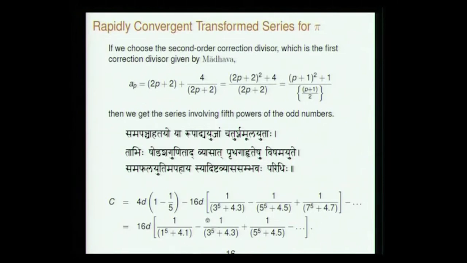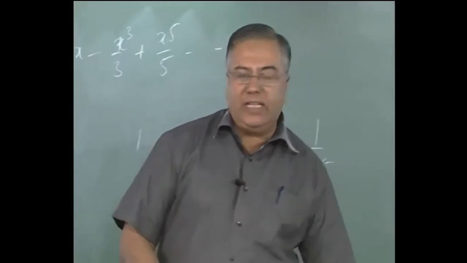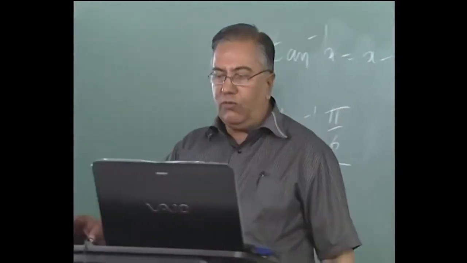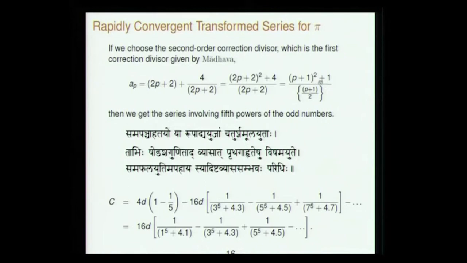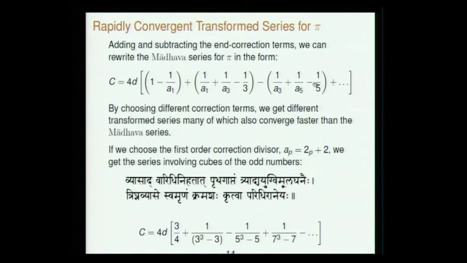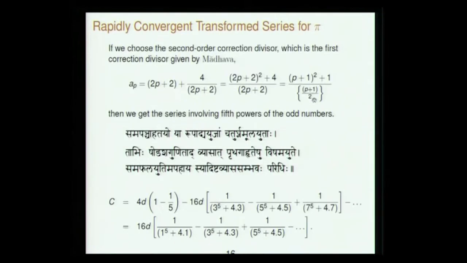If you do that, you are going to get fifth powers of successive odd terms in this series. So that is even more faster convergent. So that is what is happening. If you take 1 by AP to be this and then plug it in this formula for the transformed series, what you are going to get is this. C is 4D into 1 minus 1 by 5 minus 16D, 1 over 3 to the power 5 plus 4 into 3 minus 1 over 5 to the power 5 plus 4 into 5.